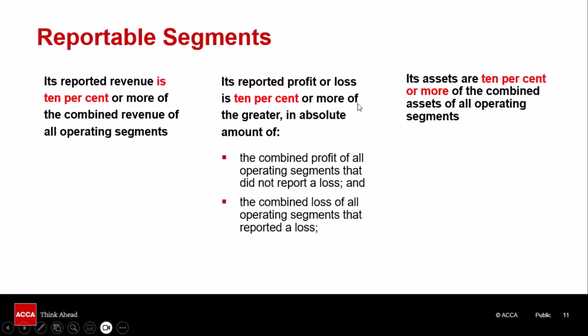On our reportable segment here, we talked about combined revenue. What we have here, these are the primary criteria. Now, once we have gone through the primary criteria, there is the secondary criteria, which is that 75% of external revenue. We're going to illustrate this again with the example.